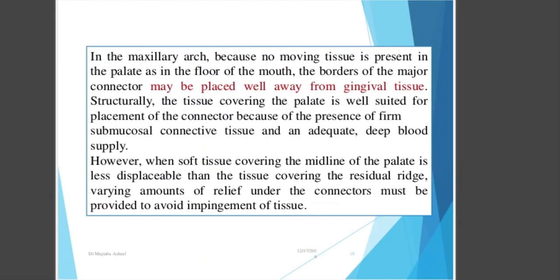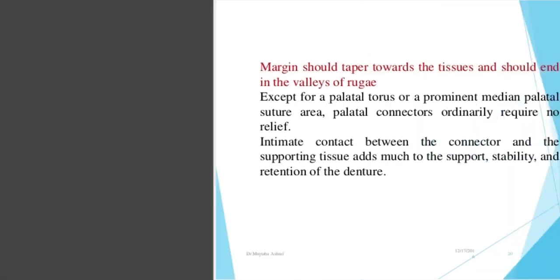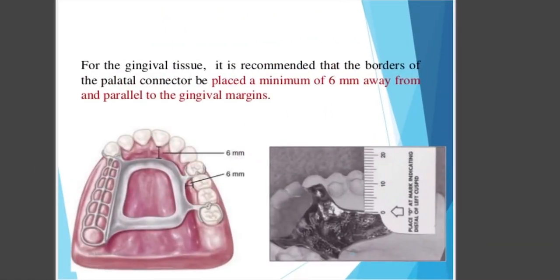However, when the soft tissue covering the midline of the palate is less displaceable than the tissue covering the residual ridge, a varying amount of relief under the connectors must be provided to avoid impingement of the tissue. For gingival tissue, it is recommended that the borders of the palatal connector be placed a minimum of 6 mm away from the gingival margin. As you can see here in the diagram, the superior portion is away by 6 mm.